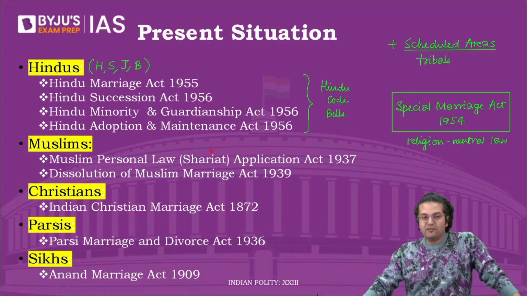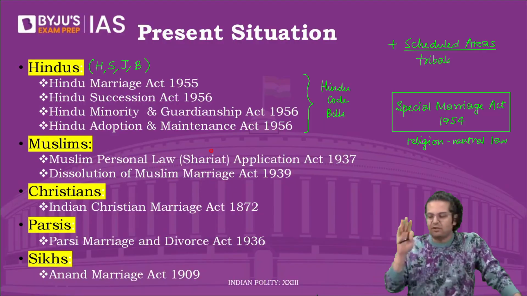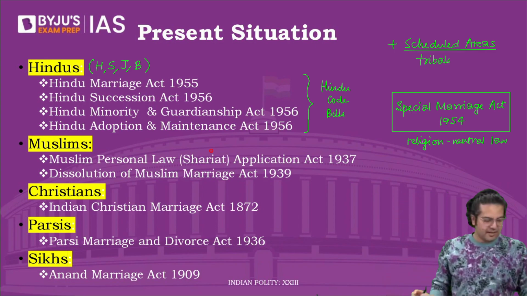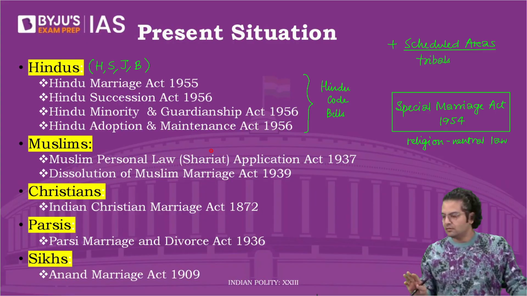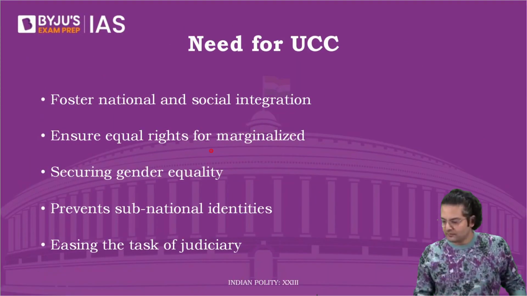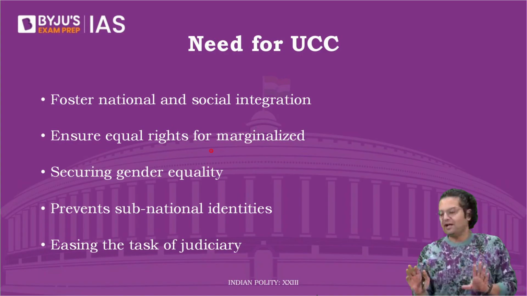Because Article 44 says shall, it says shall for other things also. Shall endeavor, strive, take effort to secure. Right? And Constitution is always subject to changes. Okay. I get it. A lot of you are very, very vehemently in support of this argument. Don't worry. Hear me out first. Hear me out. Yes. Why do we need UCC?